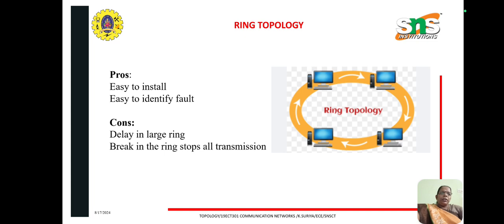The advantages of ring topology are it's easy to install and fault identification is easy because only it is connected to two of the devices on either side of it. The disadvantages are for a large ring the delay will be very high since each and every device has to pass the information to the next immediate device until it reaches the destination only in one direction. If there is any break in the ring, then the entire transmission will stop.